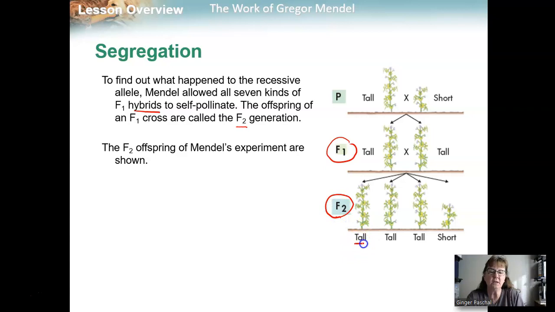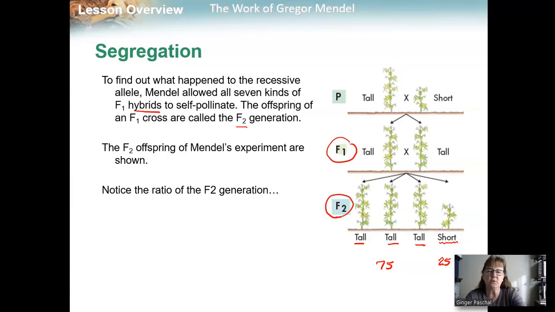So you can see he got 3 tall out of 4 plants. He got 1 short out of every 4 plants. Now, that doesn't mean that he got 4 plants. He could have gotten hundreds and hundreds and hundreds, but 75 out of every 100 would have been tall, and 25 out of every 100, roughly, would have been short, or pretty close to those numbers.